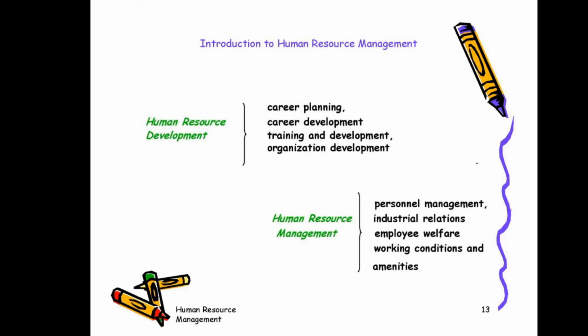Human resource management, apart from personal management and industrial relations, talks about employee welfare, working conditions, and amenities. Amenities include a lot, and welfare also includes a lot. Welfare means you can talk about transport, canteens, providing safety, and working environments; everything is included in amenities. But HRD talks about career planning, which is very important for employees, career advancement and development, and training and development, put together with organization development. So these are the things you should understand.